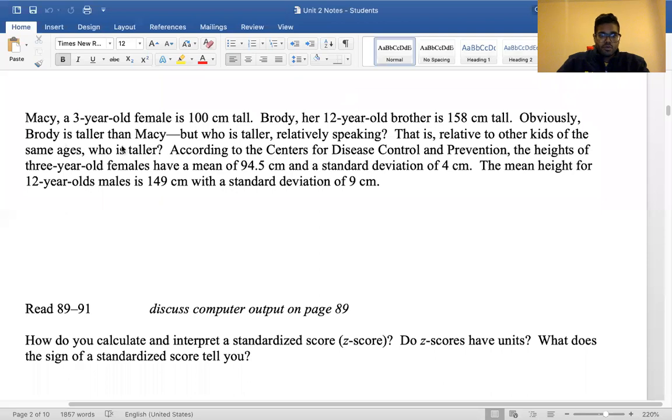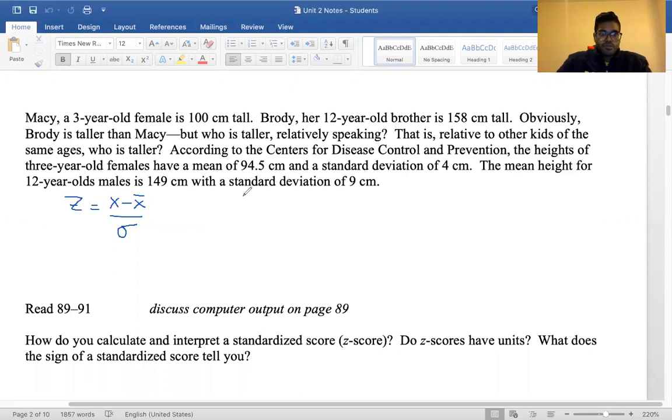Okay, so I'm going to give you an equation here that's going to be the most important equation that we have. z equals x minus x bar divided by the standard deviation. This right here is called a standardized process. So z is a standardized score, and we're going to use this formula to figure out which of these two, Macy or Brody, is going to be taller relative to their age group.